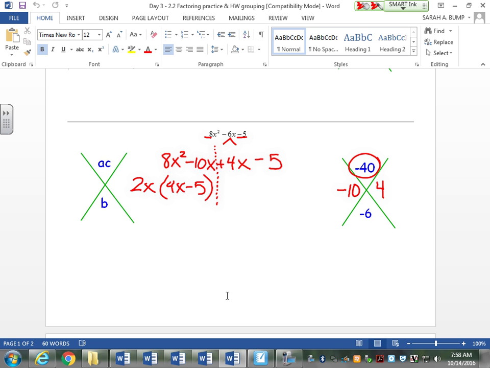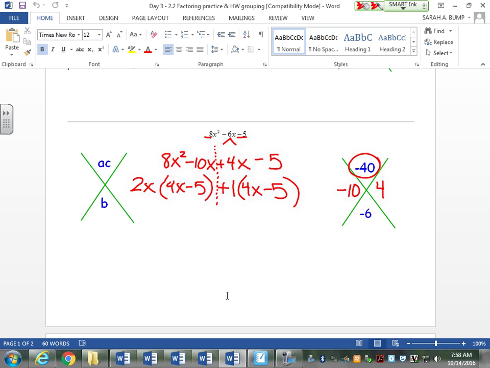On the right-hand side, they have absolutely nothing in common, but we still need to factor out something for grouping to work. Because our leading term is positive, we're going to factor out a positive 1. Please actually write the positive 1. It'll make the process a lot easier. And since factoring out a positive 1 doesn't change anything, we still have 4x minus 5.